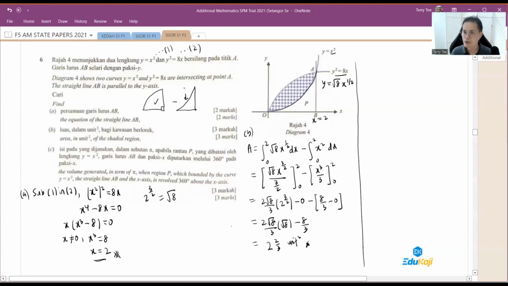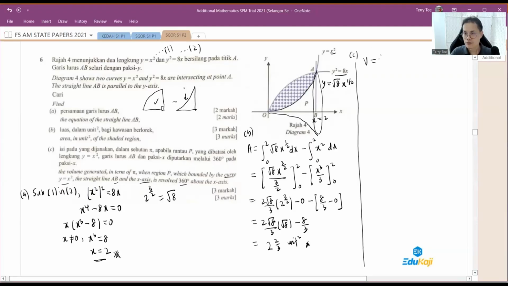Okay, next one. Find the volume generated in terms of pi when the region P, which is bounded by the curve y equals x squared, straight line AB and the x-axis, is revolved 360 degrees about the x-axis. So when you rotate about the x-axis, sorry, my diagram looks a bit ugly. You don't have to draw it, just so you know the shape that you're getting looks something like this.